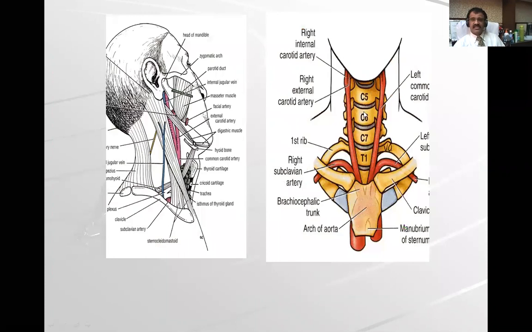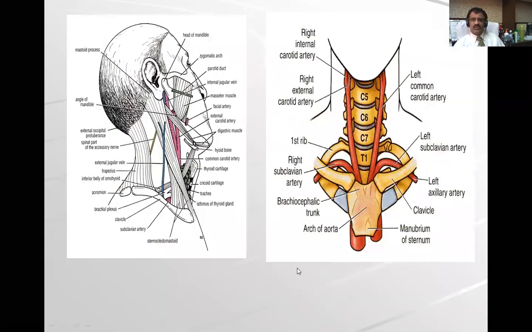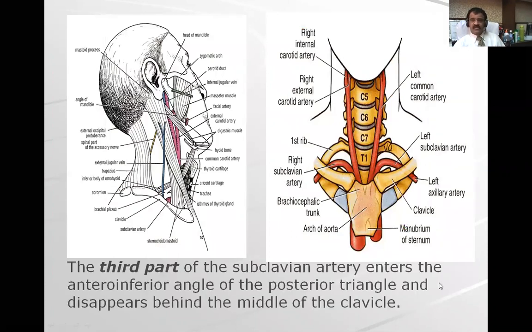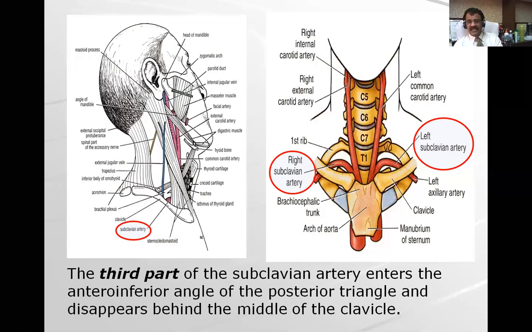So everything is again shown here in these two images. The third part of the subclavian artery enters the anterior inferior angle of the posterior triangle and disappears behind the middle of the clavicle. Behind the middle of the clavicle here.